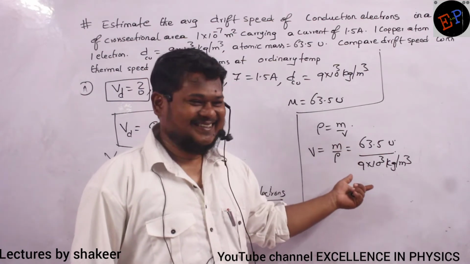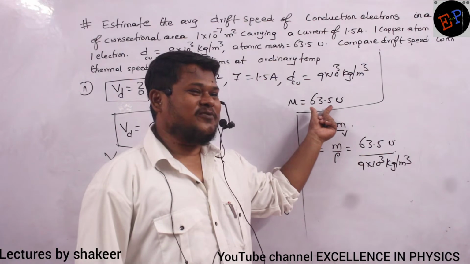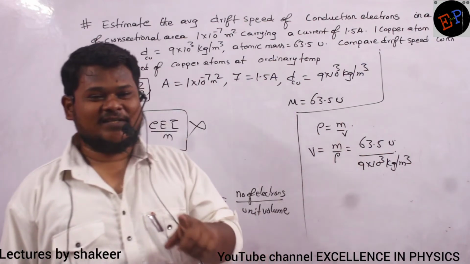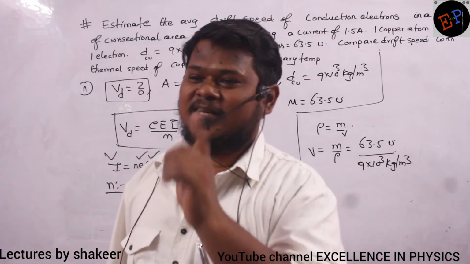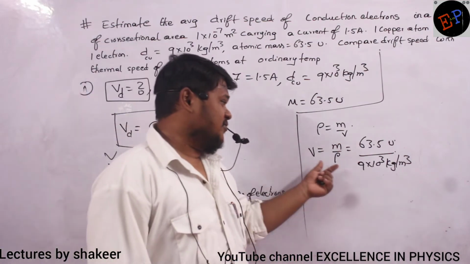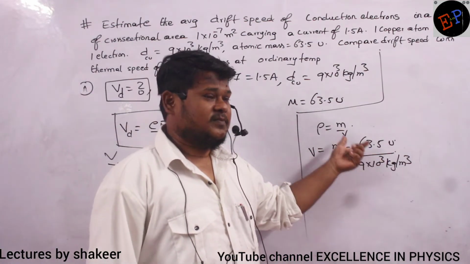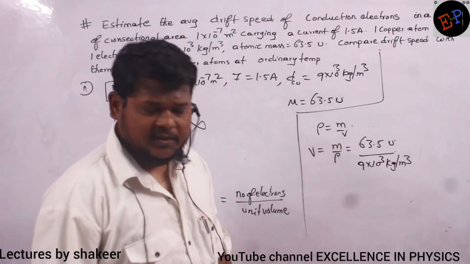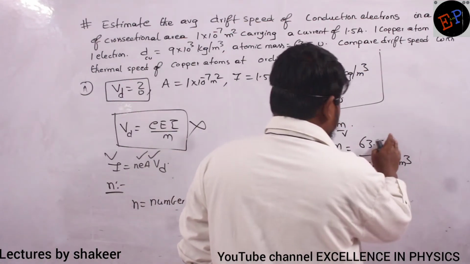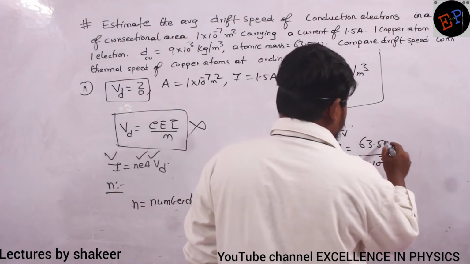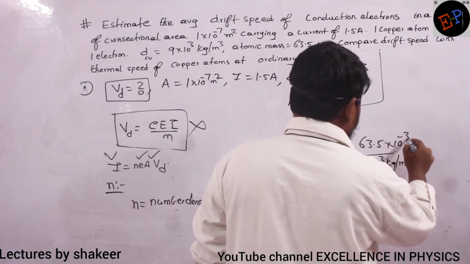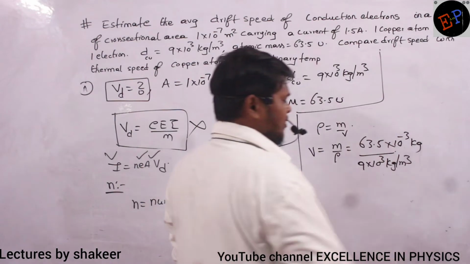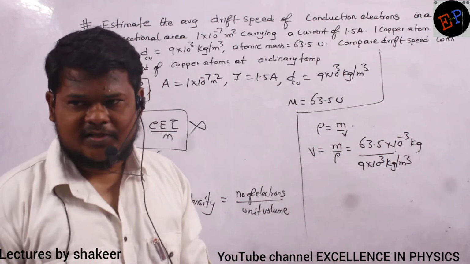Are you able to understand? So 63.5 U means atomic mass units, that is the mass of one single atom. But if I want for 1 mole of atoms, then U converts into G, grams. 63.5 grams, no? 1 gram is equals to how much? 10 power minus 3 kg. Now it has converted into kgs. Are you able to understand?